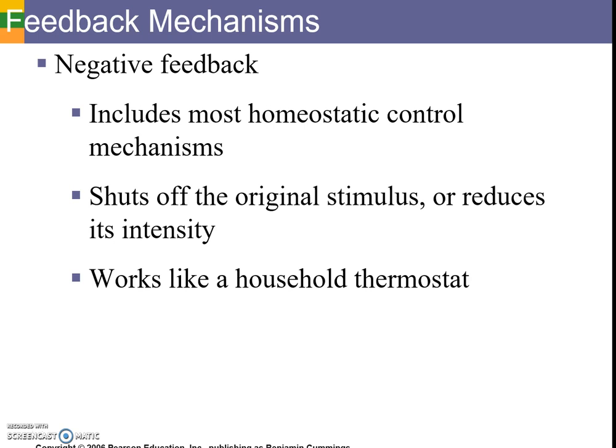In other words, if our body temperature gets too high, then a negative feedback loop would try to make it lower. If our body temperature got too low, a negative feedback loop would try to make it higher. If our blood pressure got too high, a negative feedback loop would make it lower. If our blood pressure got too low, it would try to make it higher. If we had too much of something, a negative feedback loop would cause us to have less of it. If we have too little of something, it would cause us to have more of it. So again, we will see many examples of this, but this is the most common type of feedback loop.